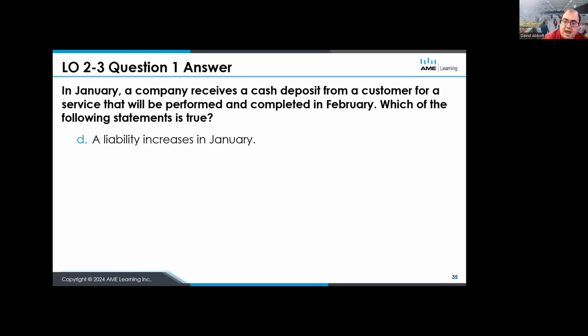We would increase our cash, and then we would have a liability for unearned revenue. And then once the work is performed in February, we've earned that revenue and we would be able to move it from unearned revenue into revenue.